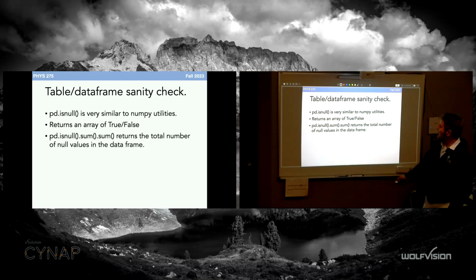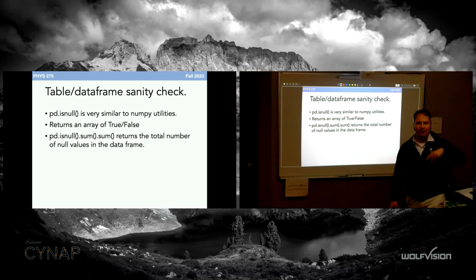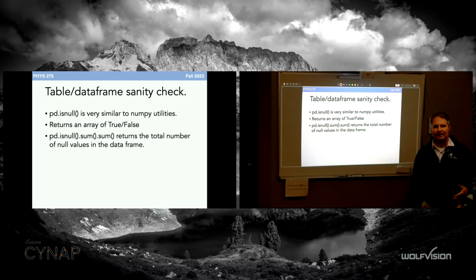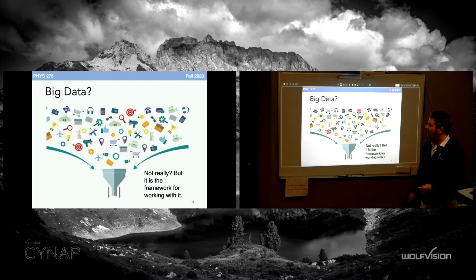So you can do a sanity check. For example, with pandas, you can say isNull, which is very similar to the NumPy utilities. It returns an array of true false. So isNull sum returns the total number of null values in the data frame. It literally sums it in both directions and goes, how much missing data do I have? How many NaN values are sitting in there? And so is this big data? No, but this is like the very first step.